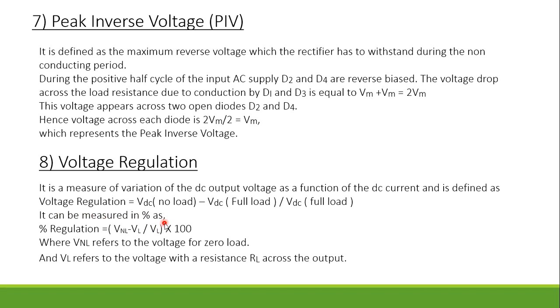It can be measured in percentage: percentage regulation is equal to V no load minus V load, divided by V load, into 100, where VNL represents the voltage at no load, and VL refers to the voltage with the resistance RL across the output. So the lesser the percentage regulation, the better the performance of the circuit, correct?